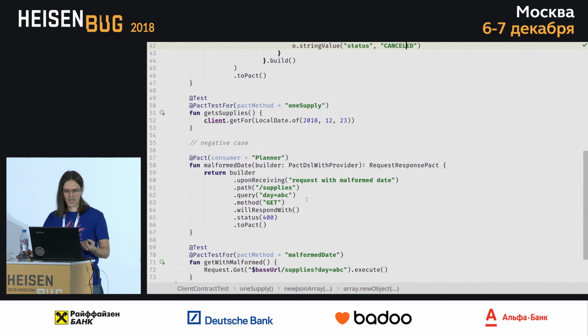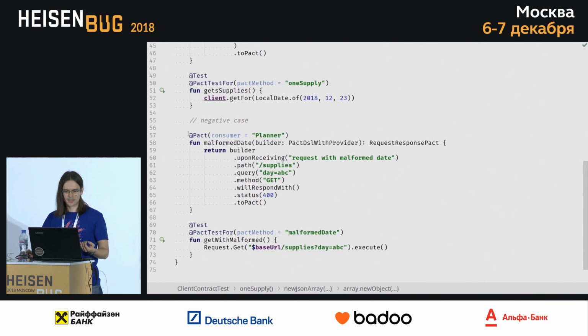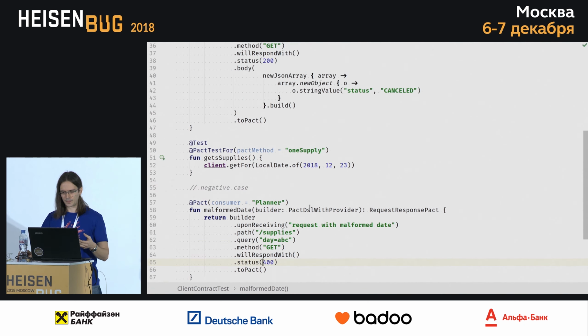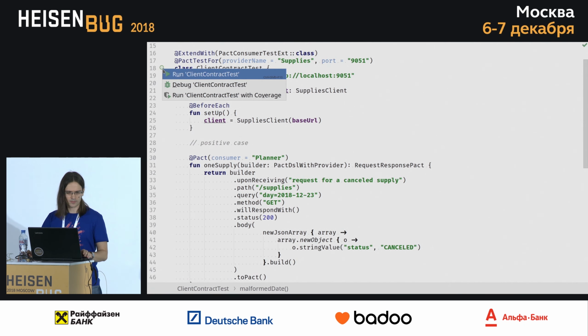I also have a second test case where I see what happens when I do a wrong request. So I pass a value that is not a valid date. My intention is that the server responds with HTTP 400, not 500 because of a null pointer or something. I want them to nicely tell me that I'm doing a bad request. Let's run it.